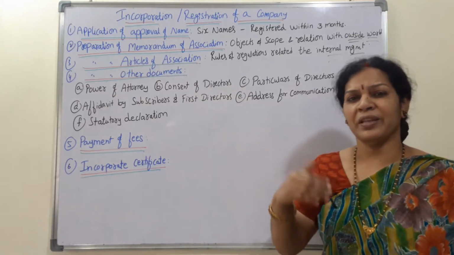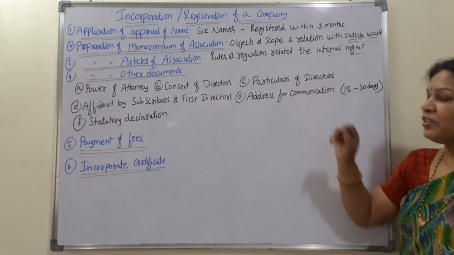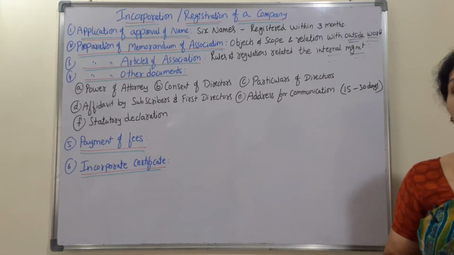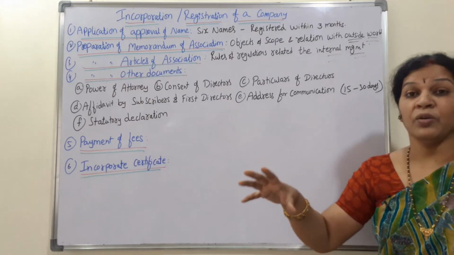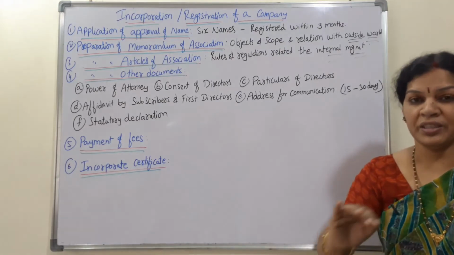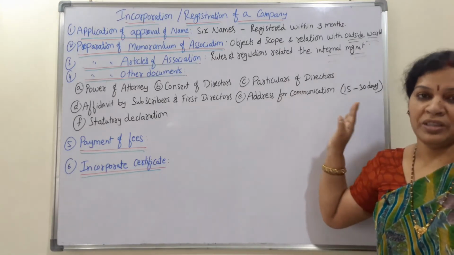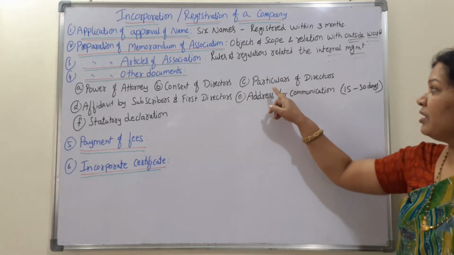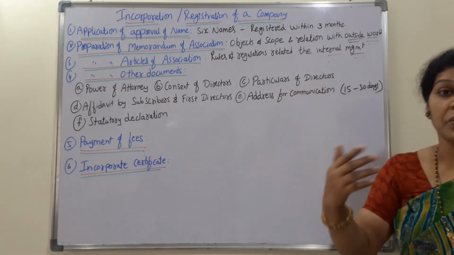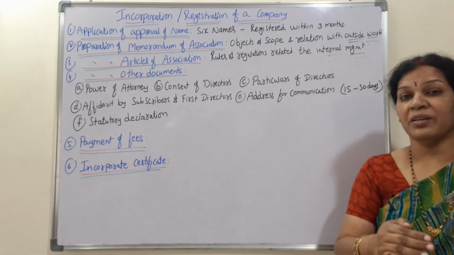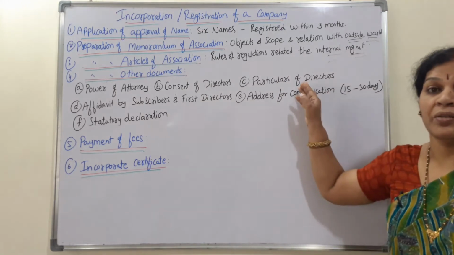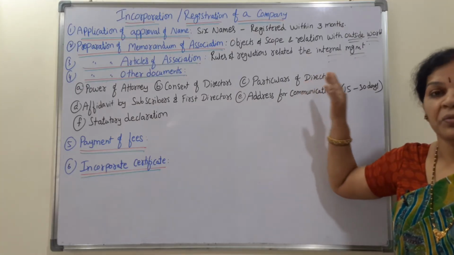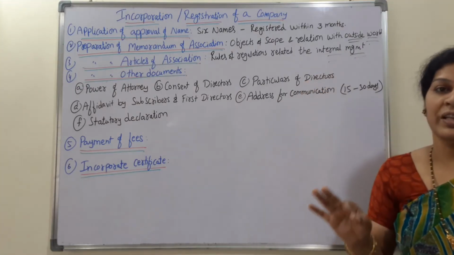Once that is over, the next document is particulars of directors. Particulars of directors means exactly their name, age, location, phone number, address, everything must be mentioned in this document, because in future something may be required. The registrar of companies is going to contact these people only. That is why their particulars have to be filled in clearly.